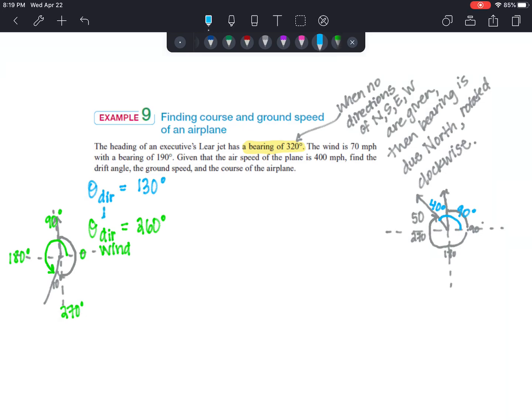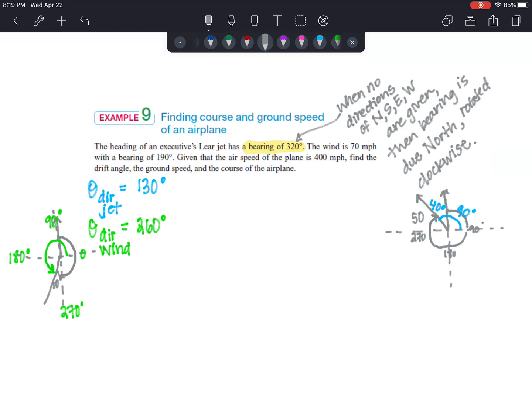This is our wind, and this is our jet, because that's what they called it. A jet is also called a plane, but it's a very special kind of plane. Given that the airspeed of the plane is 400 miles per hour, find the drift angle, the ground speed, and the course of the airplane.